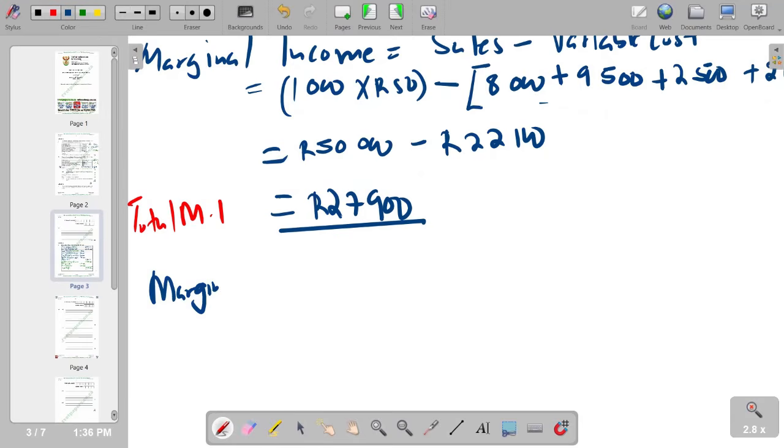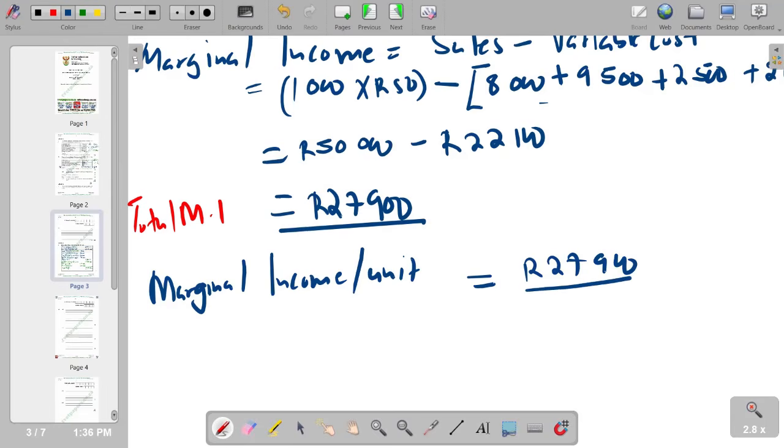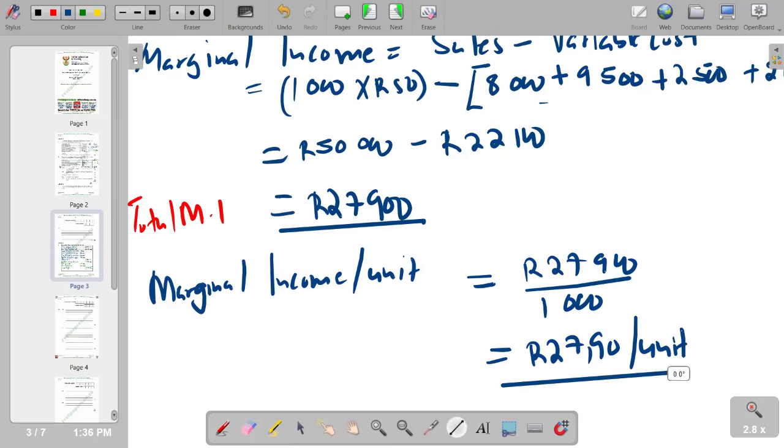So we're going to say marginal income per unit is now equal to the total marginal income that we have, which is 27,900, and then we divide by 1,000. So you get your answer is 27 Rand 90 cents per unit. So this becomes your answer on that part. Then from there we move on to the next question.